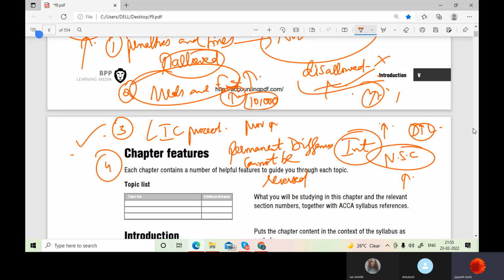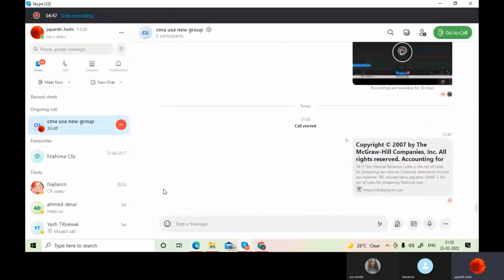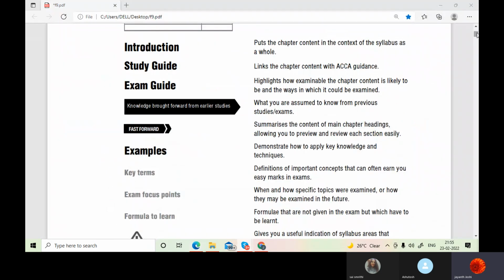Fine. So this is the end of the chapter accounting for income taxes. Let's start the chapter called accounting for investments tomorrow, and I'll finish that chapter also tomorrow.